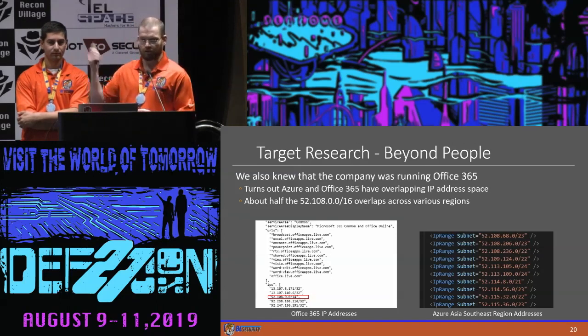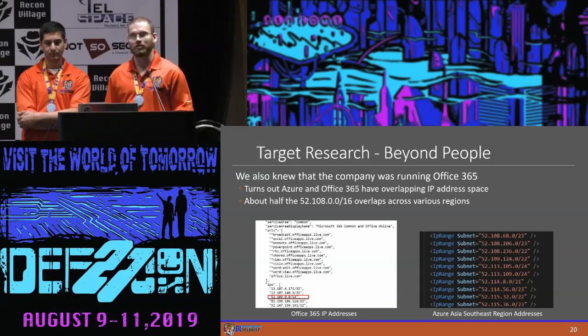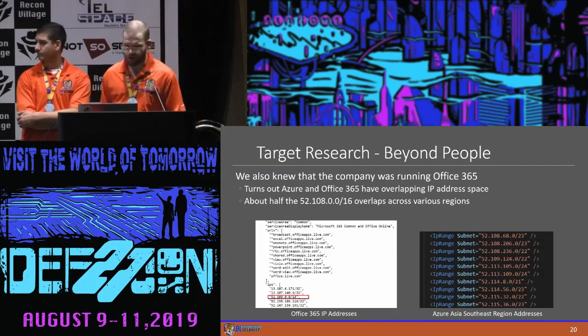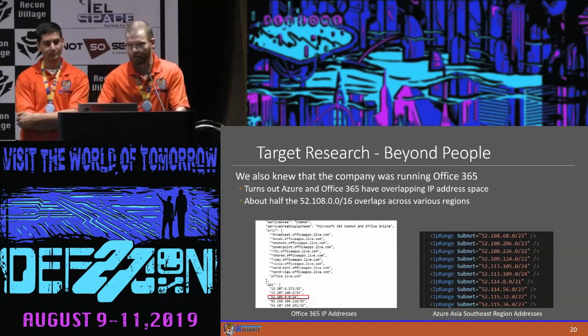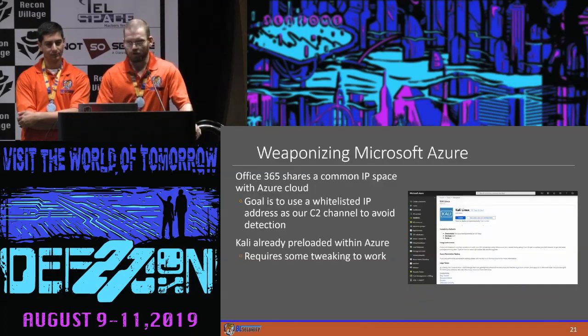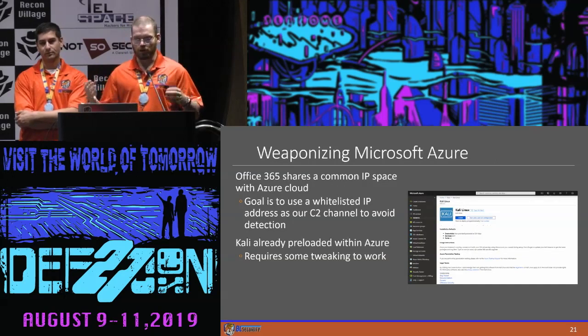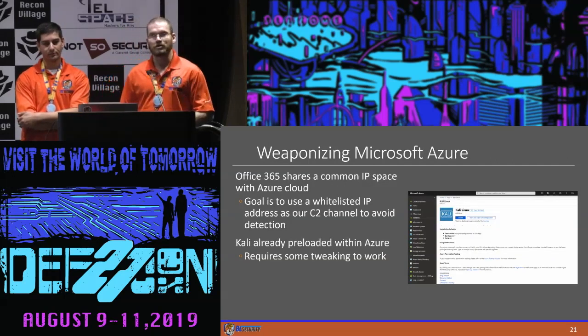Specifically, like the 52.108/16 subnet, almost half of that entire subnet was contained inside the Azure space as well. And just up there is an example of the Asia Southeast region. All those addresses up there are actually inside of the Office 365 whitelisted space as well. So what we wanted to do is kind of weaponize Azure to try and get inside that common IP space.